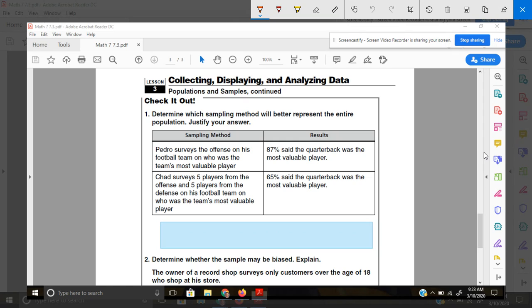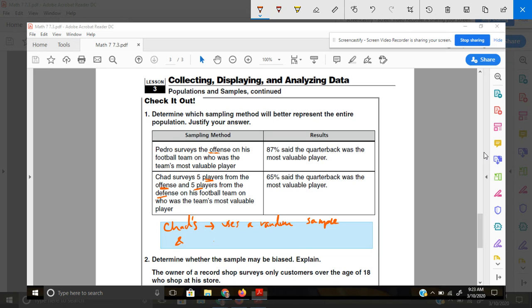Well, that would be Chad's. And the reason is because Chad's method produces results that better represent the entire football team, because he uses a random sample. Pedro just surveyed the offense, whereas Chad surveyed 5 from the offense and 5 from the defense.